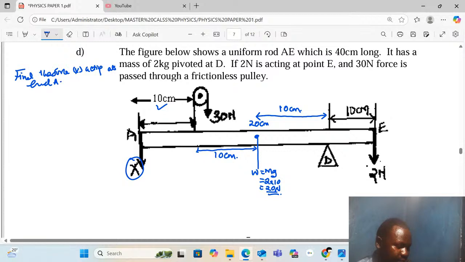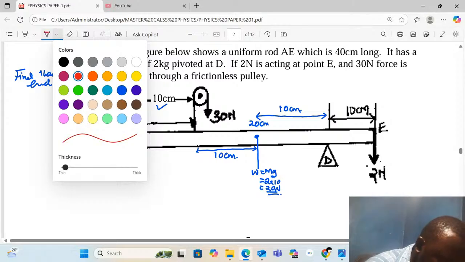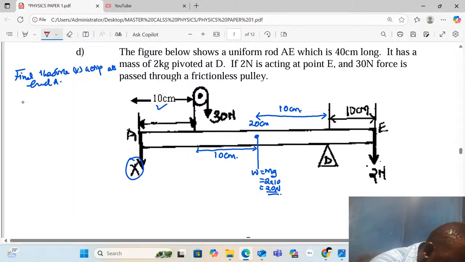So now we say clockwise moments is equal to anti-clockwise moments at equilibrium. In an exam, write the full meaning. So you say clockwise moments equal anti-clockwise moments at equilibrium.